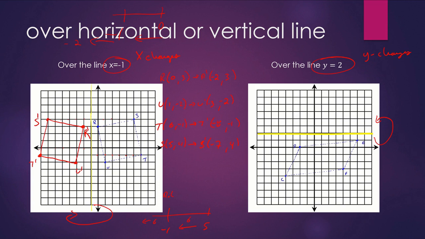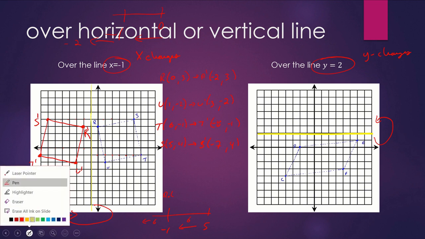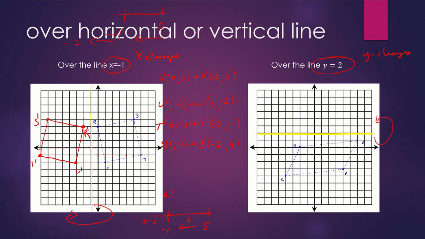And so the same process we do whenever we're reflecting over a horizontal line. The only difference is now that y is the one that's changing, not x, right? So we're going to apply the same process. So here my line of reflection is 2.